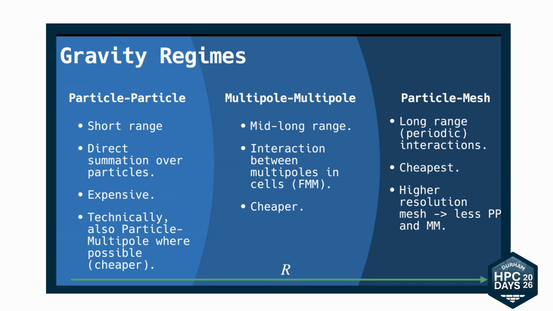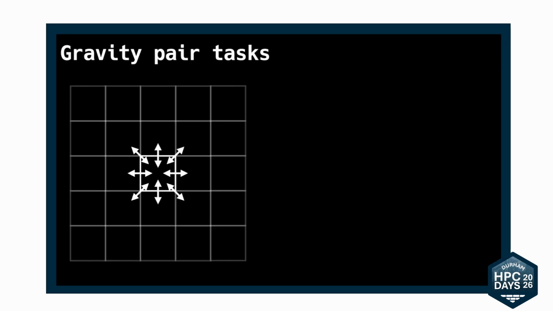But basically the distance scales are going left to right on this slide, and you've got the particle interactions, very expensive, done on short scales. The multiple interactions in the middle, which is like mid-scale gravity interactions, and the particle mesh, which is really, if you want to make your code as cheap as possible, where you want to be doing as much of the gravity as possible, but it will then be really inaccurate. So there's a balance you play between these three different types of gravity calculation.